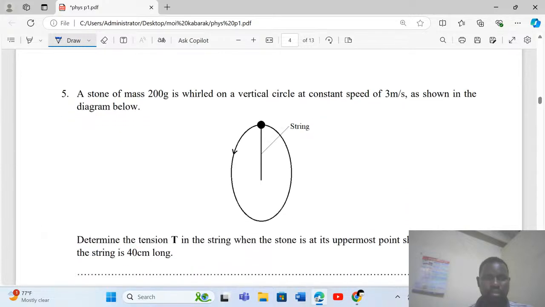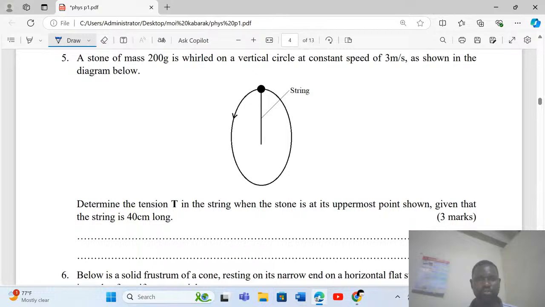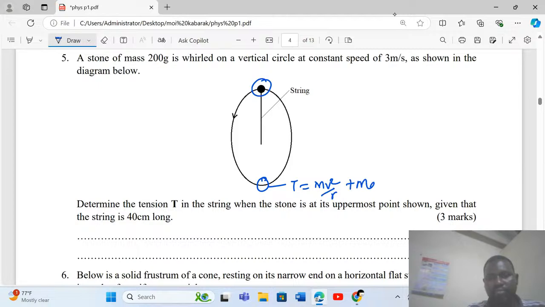A stone of 200 grams is whirled in a vertical circle at a constant speed. Find the tension when the stone is at the upper part. At the lower part, we say that T is equal to mv squared over r plus mg. And in the upper part, we say T is given by mv squared over r minus mg.